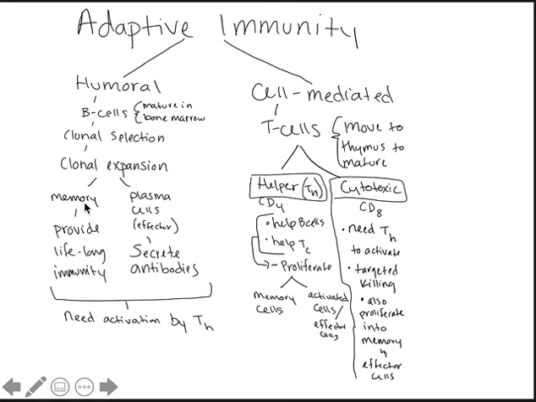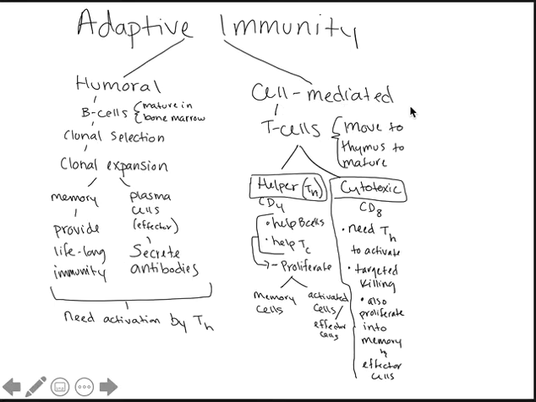Some of those become memory cells, some of them become plasma cells. The memory cells stick around to provide lifelong immunity, and then you would go back and look at that secondary response, right? Plasma cells are the effector cell. They immediately start to secrete antibodies. They'll do that for a few weeks, okay? And in low levels, they'll continue to secrete antibodies for a very long time. And again, in order for clonal expansion to occur, you have to have had activation by an activated helper T cell.